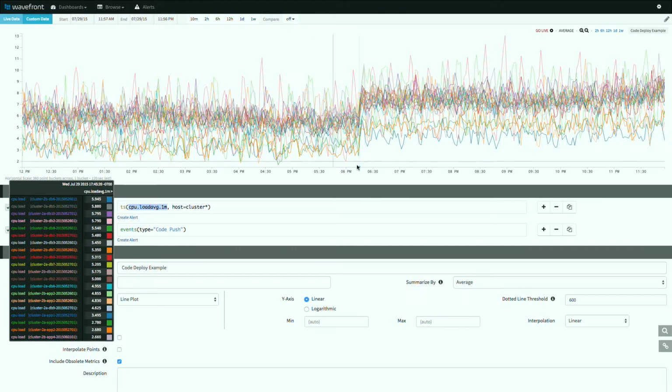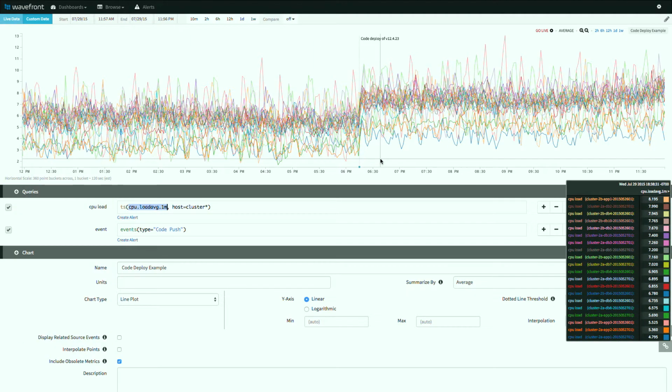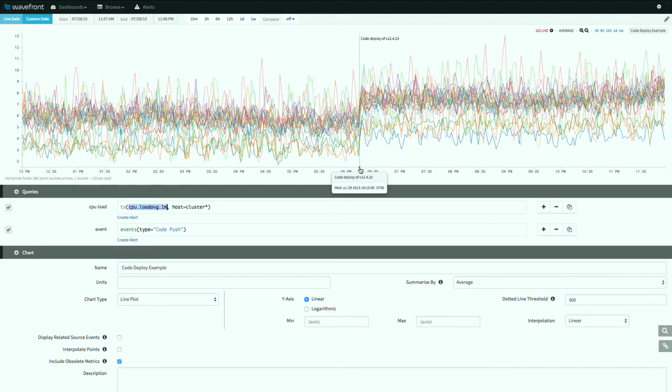The problem here with this chart is that you don't actually know what to look at. There's too much information on the screen here. Now, it turns out that we actually had an event in the middle of this chart here. If I mouse over this blue dot right here, you can see that there was a code deploy. We actually pushed out some new code, and it looks like the CPU load average actually rose after that period. So we want to find out, did that actually cause the CPU load average?